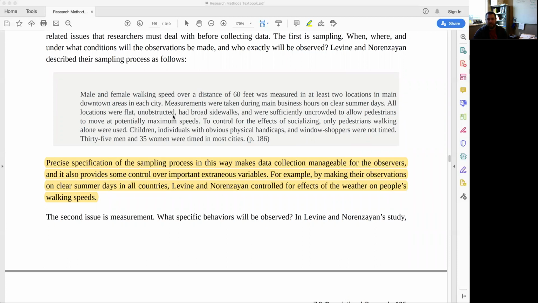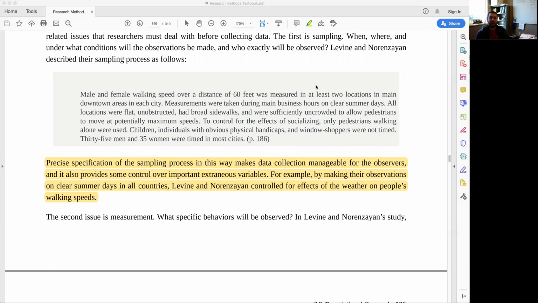All locations were flat, unobstructed, had broad sidewalks, and were sufficiently uncrowded to allow pedestrians to walk at their potentially maximum speeds. To control for the effects of socializing, only pedestrians walking alone were used. Children, individuals who had obvious physical handicaps, and window shoppers were not timed. 35 men, 35 women were timed in most cities.